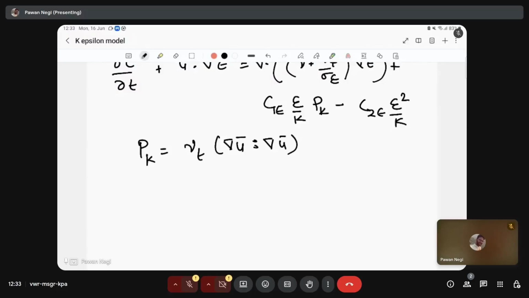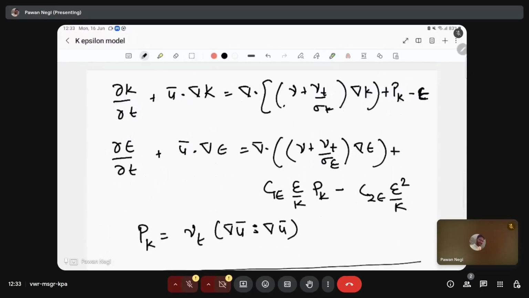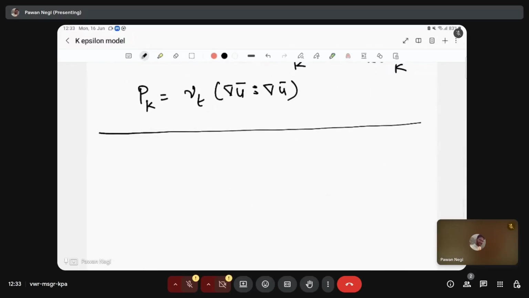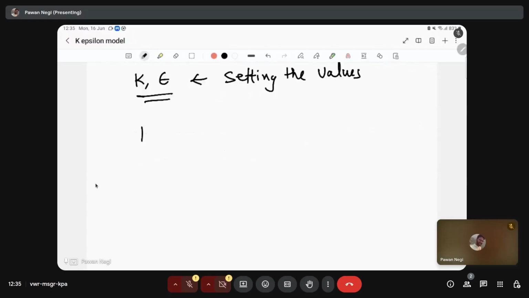We are not going to discuss the values of these particular constants because these are already set in OpenFOAM and you can always edit them. If this much is understood, then we should discuss how we set the boundaries. We have added two variables, k and epsilon. We should know how we set the values of k and epsilon. K is set using this formula, which is 3 over 2 times (U times I) whole squared. So I is usually set as 5%, which is 0.05.